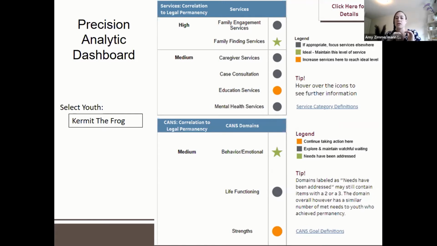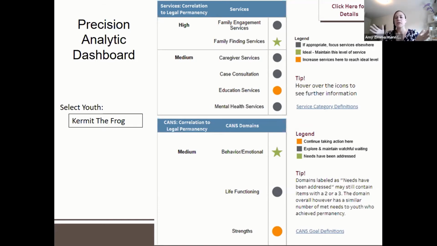And then we again see the green star and gray circle and orange circle. And the green star in this case for the CANS domains means that you've met the same number of needs or a similar enough number of needs to similar youth in the past who exited to legal permanency. And then the orange circle means, well, there's still more needs here that need to be addressed for Kermit. And the gray circle here means there haven't been a need in this domain for Kermit, and there currently isn't a need in this domain for Kermit, but continue keeping an eye on it just in case.